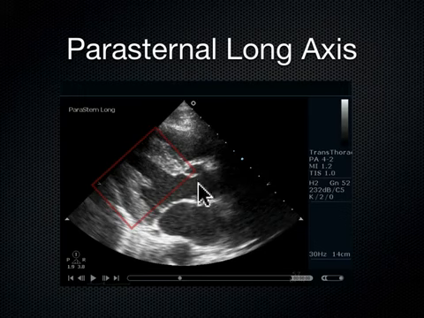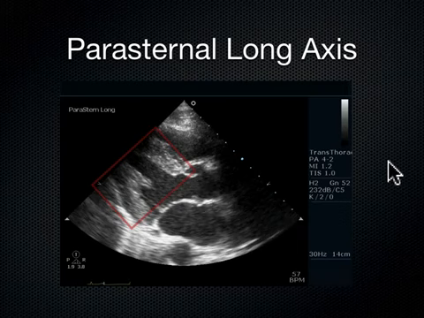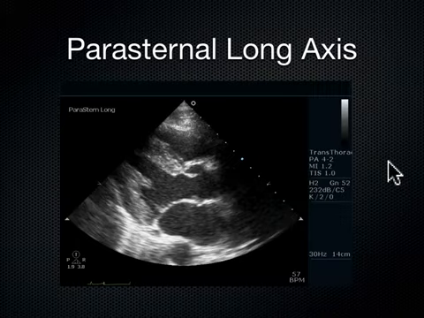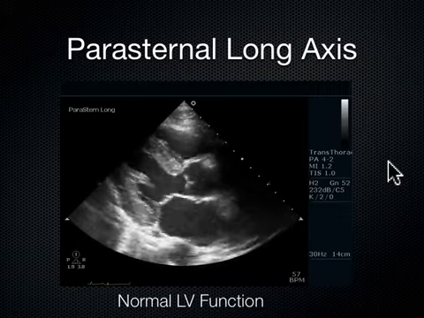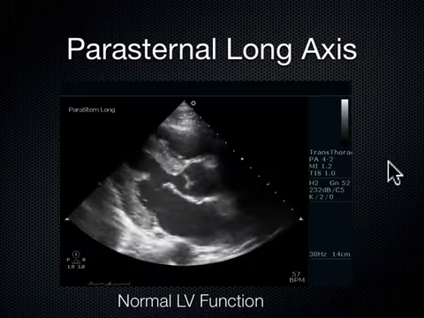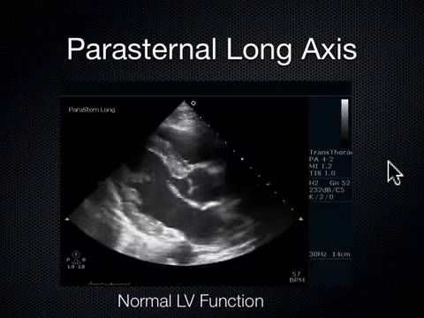And this is that LVOT that you're going to measure as one measurement when we move to the hemodynamics part of things. So this person's actually got pretty good contractility there, and I would say this person, if they were hypotensive, I would open up the fluids on this patient to resuscitate them because of the normal RV function.